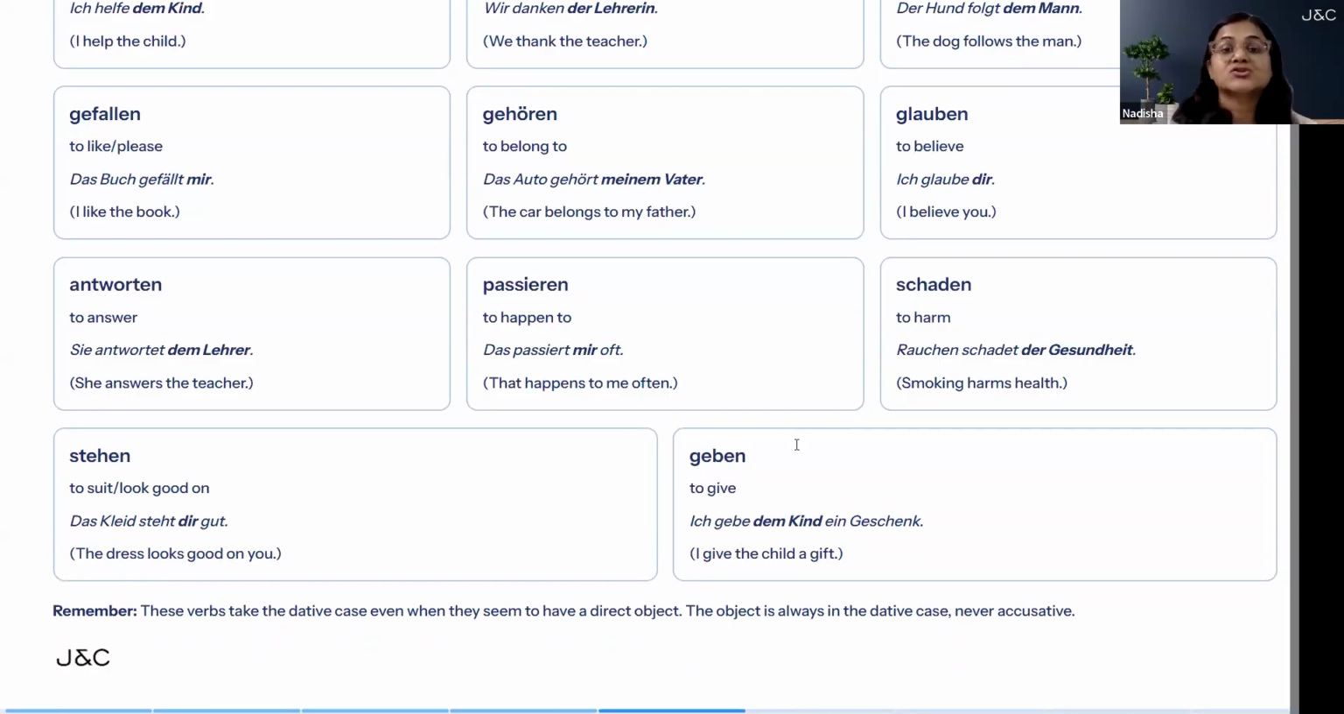Next is geben. Geben is to give. Ich gebe dem Kind ein Geschenk. I give the child a gift. To whom are you giving? To the child. So obviously child here is dative case because of the geben verb. And Geschenk is what condition? What? What is accusative? And who is giving? I am giving. Ich here is nominative. In this sentence, all three cases are there. And they are either a noun or a pronoun. So ich is a pronoun, nominative. Who condition? Kind is a noun. To whom condition? It is dative case. Geschenk is again a noun. What condition? So it is accusative.